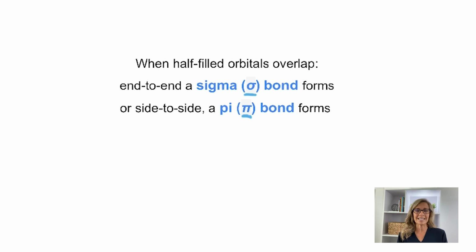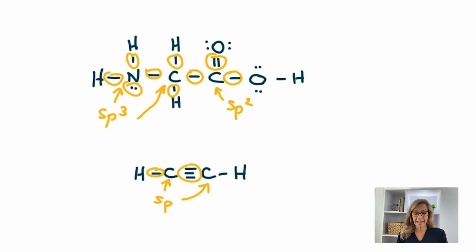So the way it works is every bond has one sigma bond, and then a double bond gives you 1 pi bond, and a triple bond gives you 2 pi bonds. So let's go back to our molecule and count up the sigma and pi bonds. So I'm going to count up 1, 2, 3, 4, 5, 6, 7, 8, 9 total bonds. So I have 9 sigma bonds here.